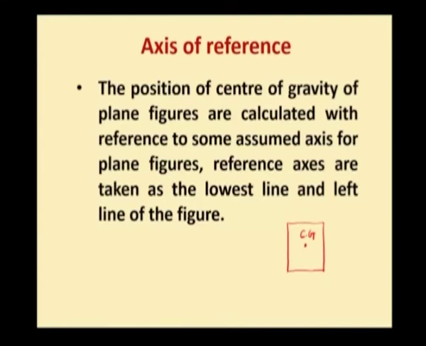Now generally the position or coordinates of the center of gravity will be given with respect to some reference axis. The reference axis will be the lowest line of the figure. So this is the lowest line of the figure, or we can call it as x axis, and the left line of the figure, this is that particular line, left line of the figure can also be indicated as y. So these two are reference axis, that is x axis which is the lowermost line and y axis which is the leftmost line of the figure.